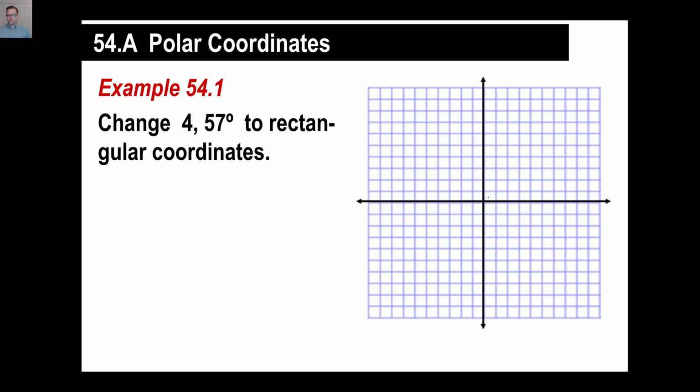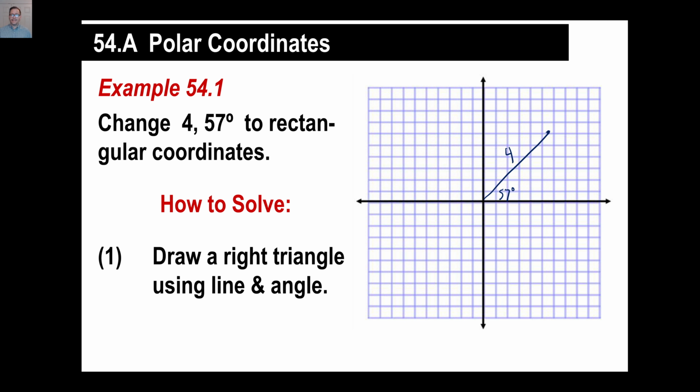Okay, so in other words, you'll do this. It doesn't have to be good at all, the drawing. You just go 4, and then you make a little thing here, 57 degrees, and the question is, what is that point? What would we call that in rectangular coordinates? In other words, x's and y's. So you can do this. It's really a neat kind of a process, okay? You can write these down if you want to, the steps on how to solve this. Number 1, draw a right triangle using a line and angle. So you can pause it if you want and copy that down.